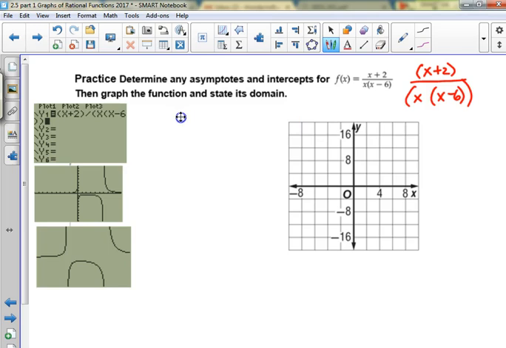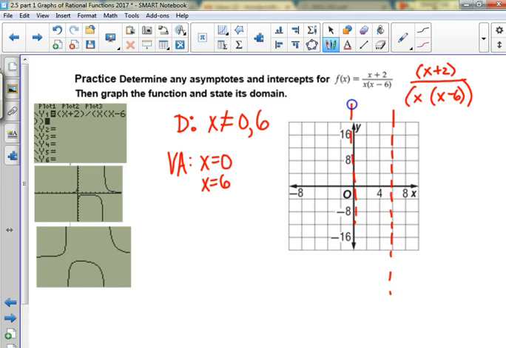All right, so what can you tell me? It says determining asymptotes and intercepts. Well, what can the domain not be? X cannot be what, according to the denominator? 0 or 6. What does that mean about asymptotes? There are vertical asymptotes at x equals 0 and x equals 6. So this is counting by 2's. So there's x equals 6 and x equals 0. Any questions so far?